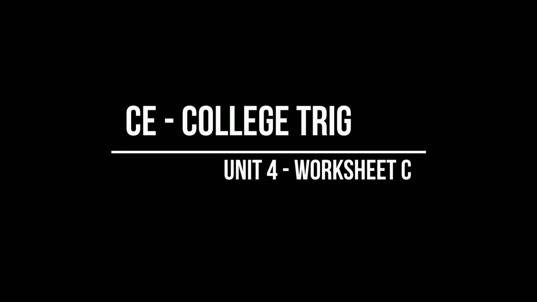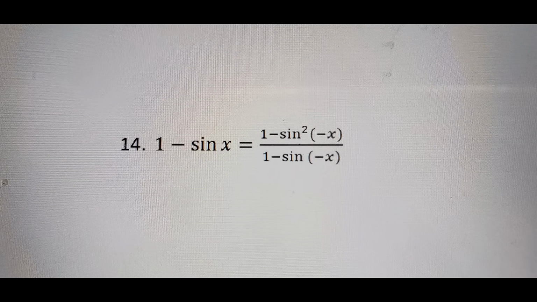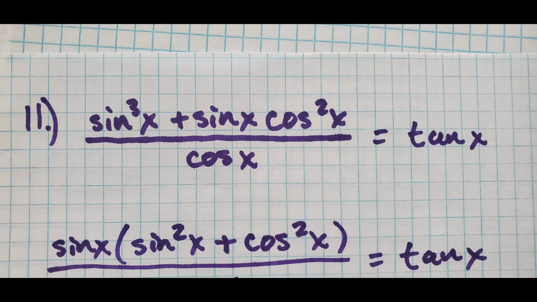So first thing, I got an email from a student in one of my classes, and she was asking about number 11 and number 14 from the 4B worksheet. So I just wanted to go through these real quick and explain how to do these. Number 11 on worksheet 4B is set up like this at the beginning, and the right side is just tangent of x, so there's not really much to do there.